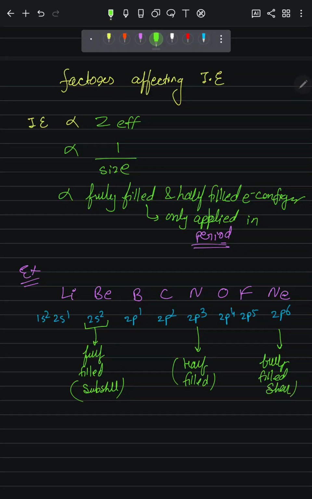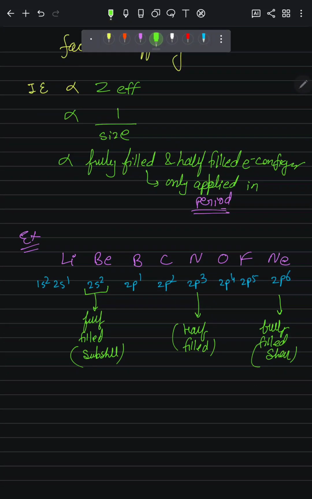So the order of first ionization energy, if we talk about it, will be as follows. Let's take it from the first. Lithium will be the least. Then if it is fully filled, it will replace the next atom. If it is half filled, it will replace this atom. So boron will be here, and then beryllium will be here.